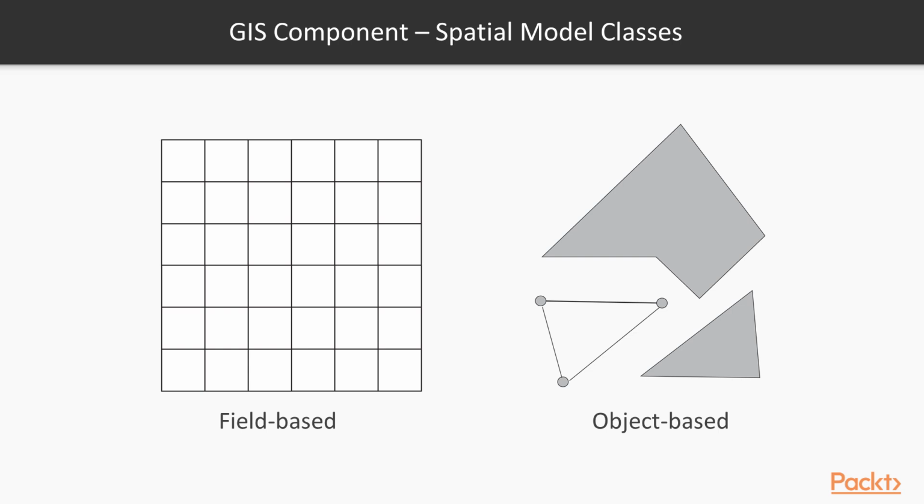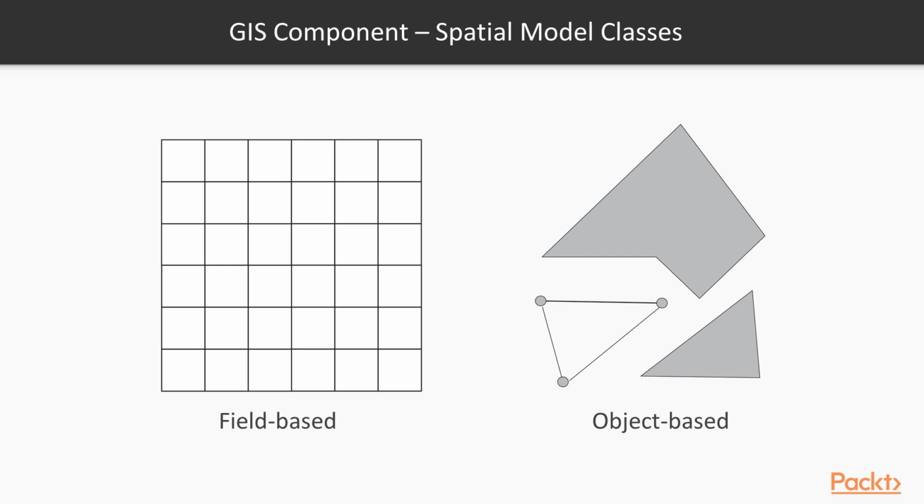We introduced two spatial model classes. The first one is field-based. An example of it can be a raster dataset, which is made up of rows, and within each row there's pixels associated with the image. That's a collection of spatial attributes.